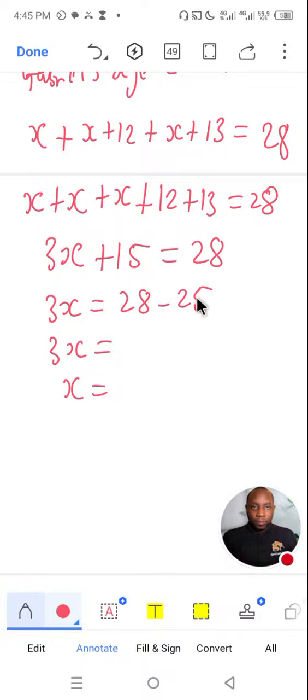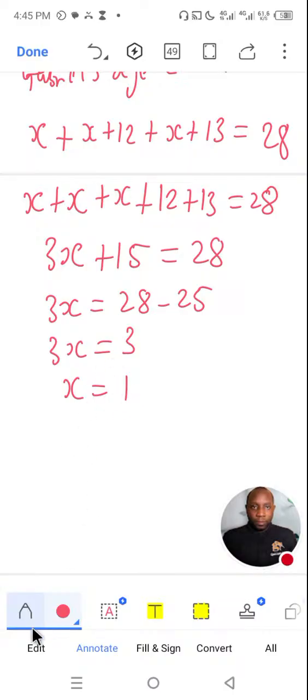So 28 minus 25 is what? It's 3. So you write 3 here. Then you divide both sides by 3, and you're going to get what? 1. So x is equal to 1.